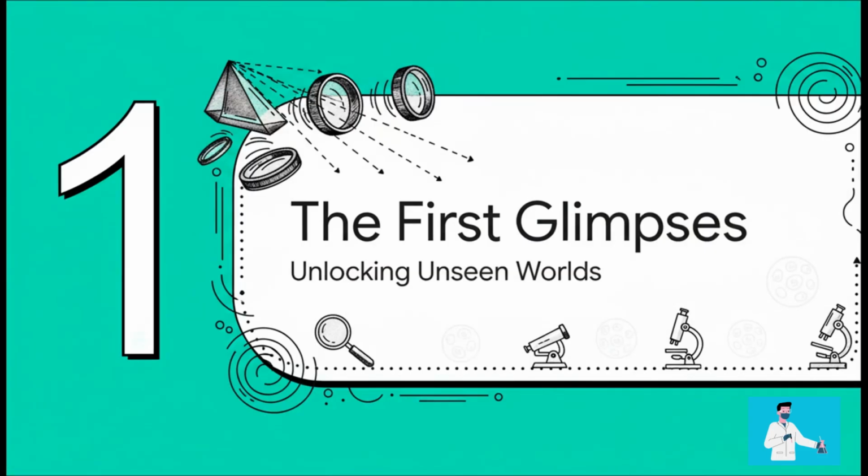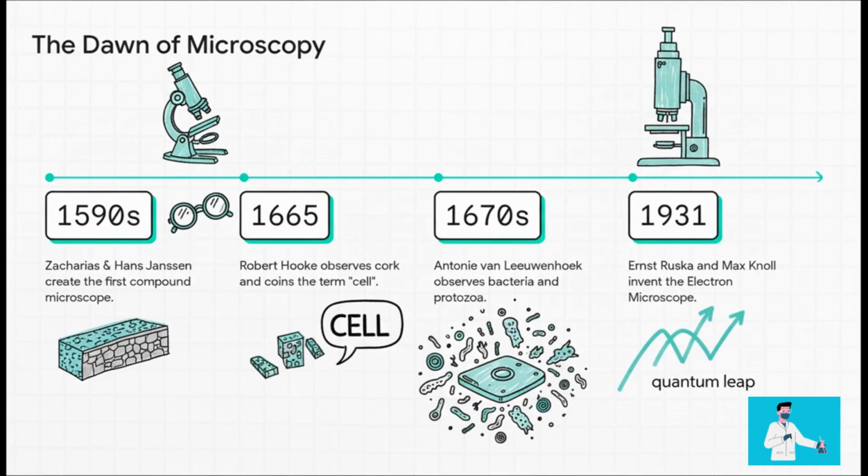Okay, so our story begins centuries ago, with the very first attempts to bend light and make small things look, well, big. And this wasn't some single eureka moment. It was a slow, fascinating evolution of an idea. This timeline really shows how each discovery was a stepping stone for the next.